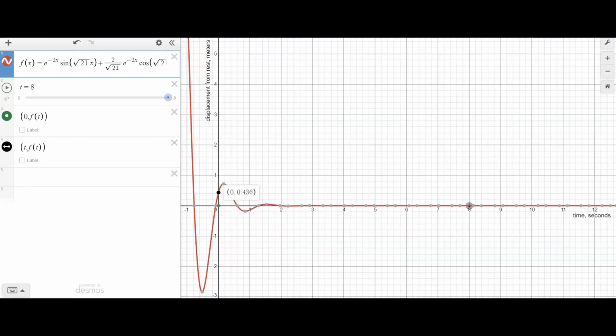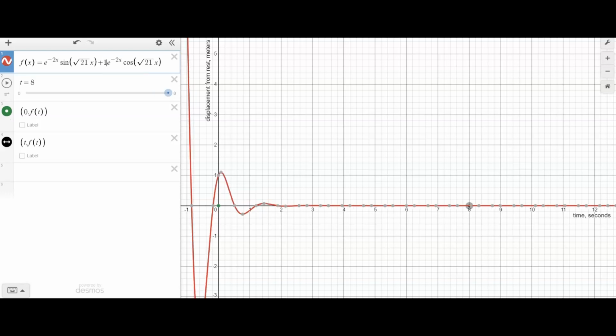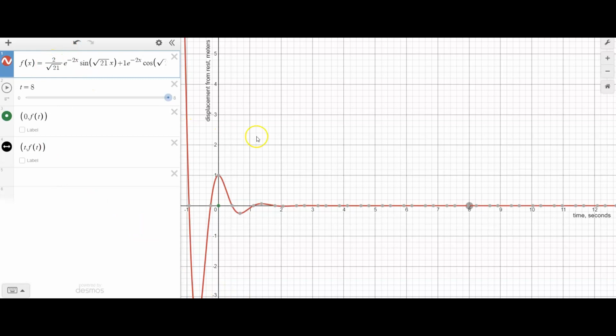The reason I knew that is because my initial condition was kind of off. So when you do notice your initial condition is off, that usually is a good indicator that something is not quite right. So we'll go ahead and put that back over here. There's our 2 over the square root of 21. So there's our initial position.